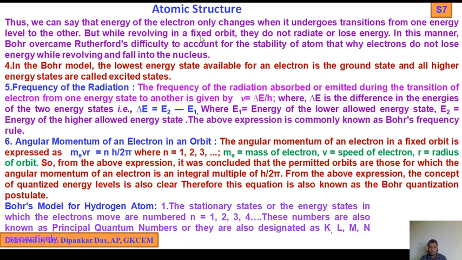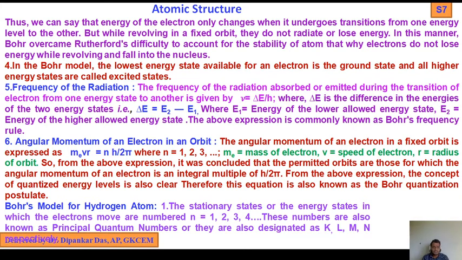But while revolving in a fixed orbit, they do not radiate or lose energy. Keep in mind, while an electron is revolving in a fixed orbit, it does not radiate or lose energy. In this manner, Bohr overcame Rutherford's difficulty to account for the stability of the atom, because stability of the atom was the most important failure of the Rutherford atomic model. So that's why electrons do not lose energy while revolving and fall into the nucleus. So there is no question of falling onto the nucleus.